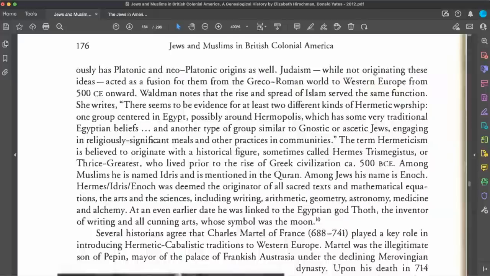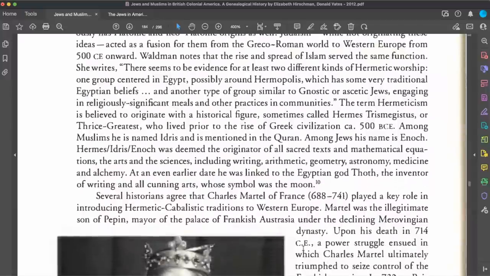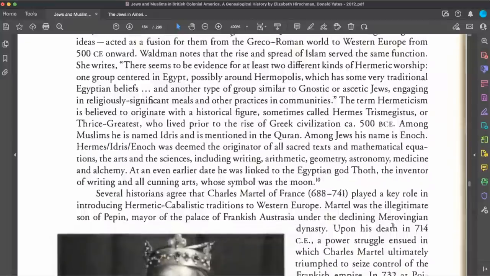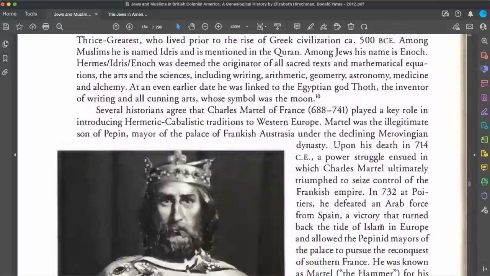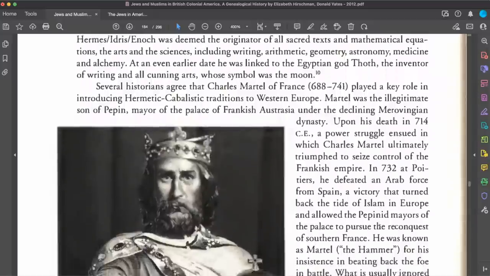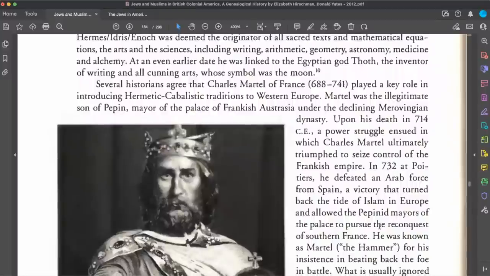Several historians agree that Charles Martel of France played a key role in introducing hermetic Kabbalistic traditions to Western Europe. Martel was the illegitimate son of Pepin, mayor of the Palace of Frankish Austrasia, under the declining Merovingian dynasty. Upon his death in 714 AD, a power struggle ensued in which Charles Martel ultimately triumphed to seize control of the Frankish Empire in 732 at Poitiers.